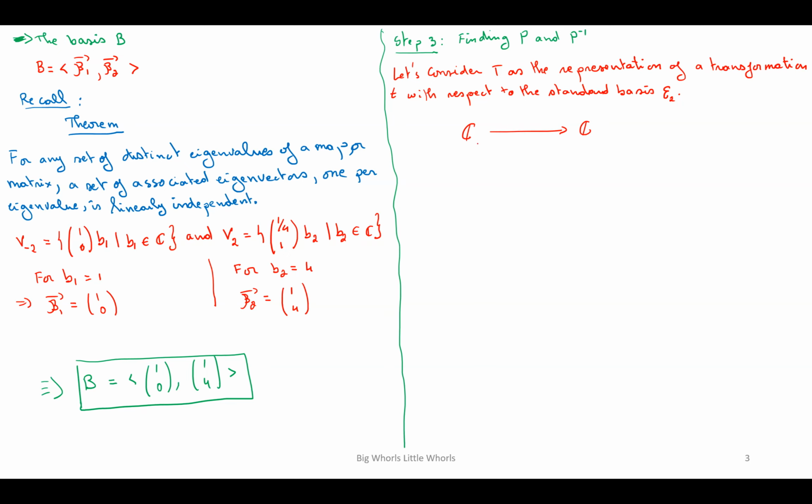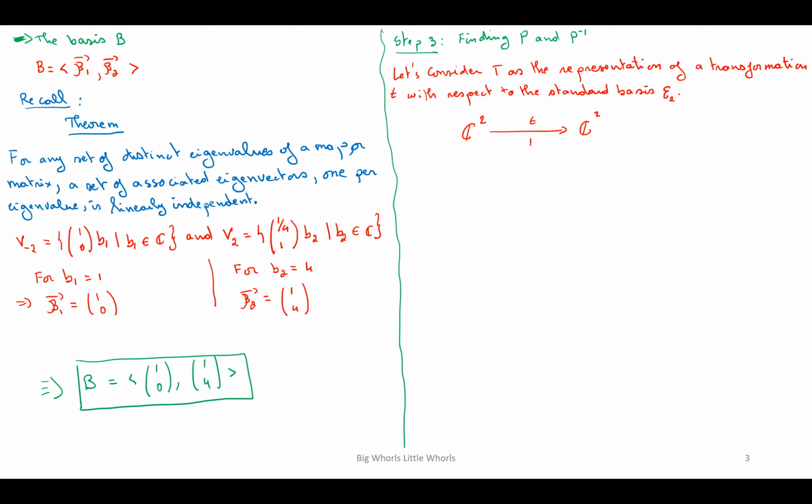Or we can say R, but when it comes to eigenvectors and eigenvalues, sometimes the scalars are not real numbers. The entries can be complex numbers, okay? And sometimes you can have complex eigenvalues. So let's be safe by saying it's going to be defined from C2 to C2 instead of R2 to R2.